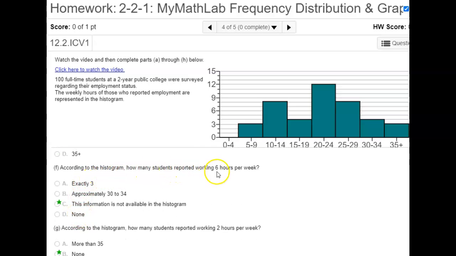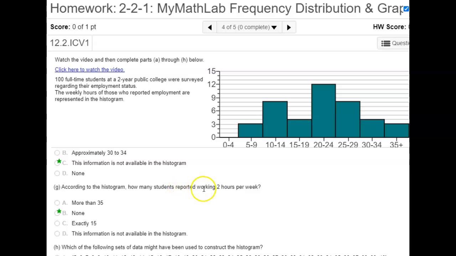How many students reported working 6 hours per week? That's one thing we can't tell in a histogram. We know there were 3 students that worked somewhere between 5 and 9 hours. We don't know if any of those worked 6 hours or if all 3 of them worked 6 hours. It can be any number between 5 and 9 and they would have been in this bucket. So with a histogram, you can't tell exact, precise data values like this. So our answer here would be the information is not available.